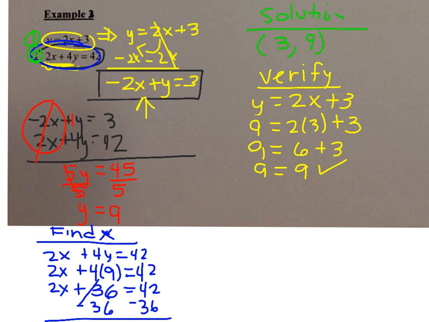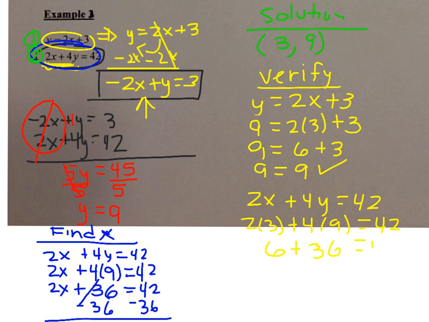All right, now we're going to check equation 2: 2x plus 4y equals 42. So it's 2 times 3 plus 4 times 9. Does that equal 42? So we have 6 plus 36. 4 times 9 is 36. 6 plus 36 is 42 equals 42, and that checks.